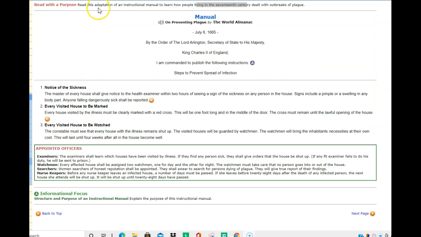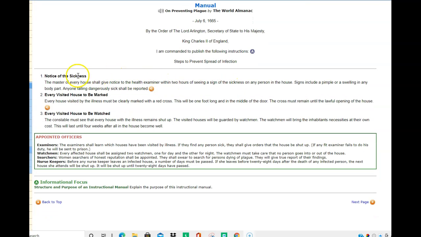Read with a purpose. Read this adaptation of an instructional manual to learn how people living in the 17th century dealt with outbreaks of plague. Manual on Preventing Plague by the World Almanac, July 6, 1665, by the order of the Lord Arlington, Secretary of State to His Majesty, King Charles II of England. I am commanded to publish the following instructions. Steps to prevent spread of infection. Number 1. Notice of the sickness.